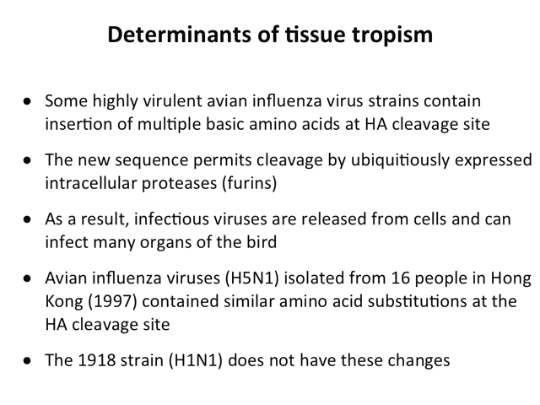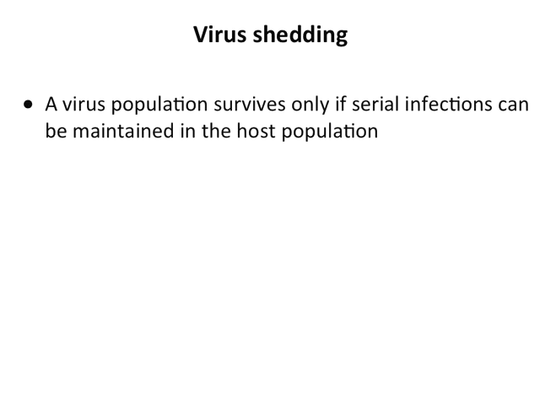Interestingly, the 1918 strain, which killed millions and millions of people, does not have these changes. So this is not a pantropic strain. This is just a highly virulent strain. We'll come back to this later when we talk more about influenza virus.